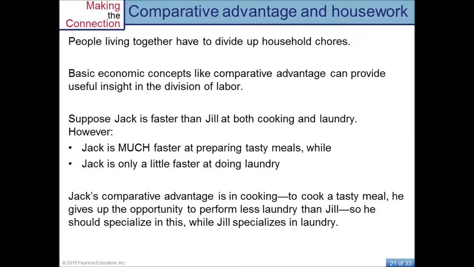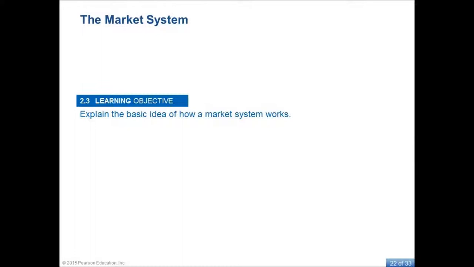So he's going to do what he's best at. He's going to use his comparative advantage in cooking and give you the comparative advantage, Jill, in doing laundry. So as a result, you both can benefit from trade where he focuses on the cooking and Jill focuses on the laundry, right? So moving to slide 22, we talk more about the market system and how it works.